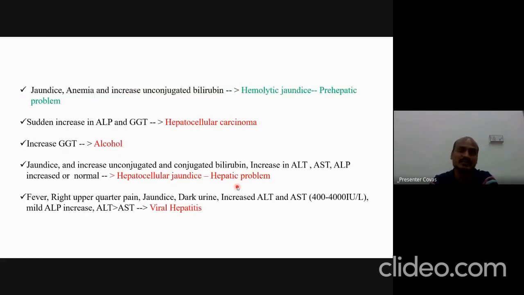Jaundice: if symptoms are like this, jaundice, anemia, increased unconjugated bilirubin, you can expect hemolytic jaundice, a prehepatic problem. Sudden increase in ALP and GGT means hepatocellular carcinoma; GGT, alcohol. Then jaundice with increased unconjugated and conjugated bilirubin, increased ALT, AST, ALP increased or normal, means hepatocellular damage, a hepatic problem. This is mostly in case of humans, right? If fever is there, upper quadrant pain is there, jaundice is there, dark urine is there, ALT and AST increased 400 to 4000 international units per liter, mild ALP, ALT greater than AST, it is viral hepatitis.